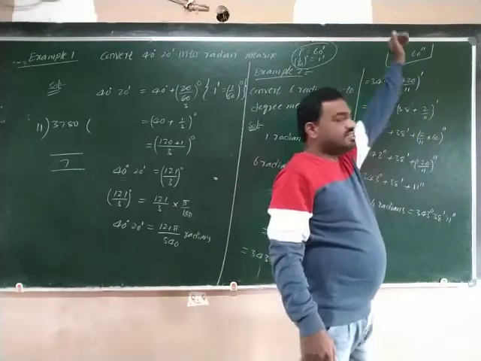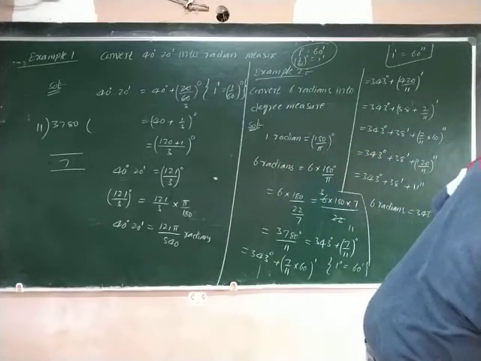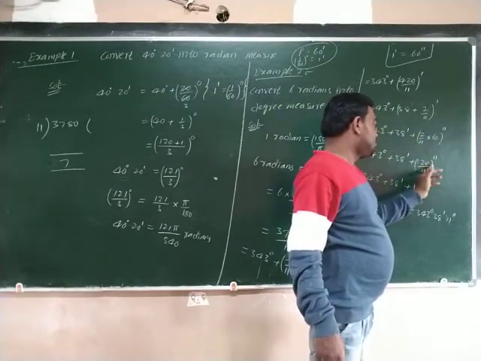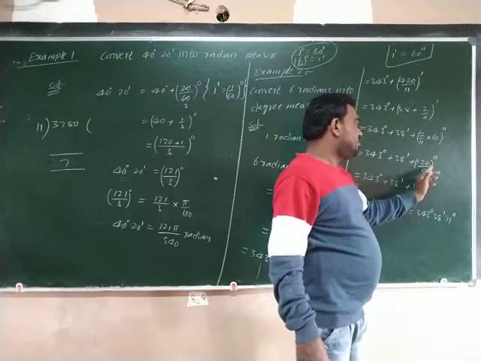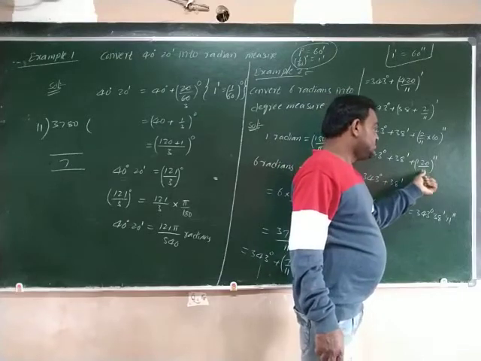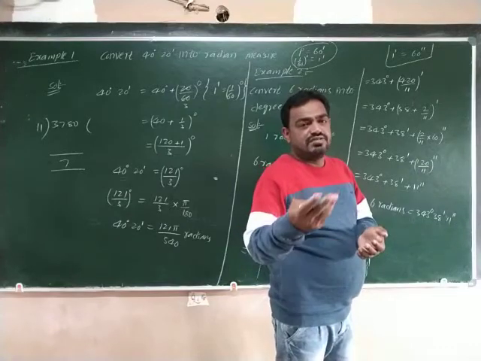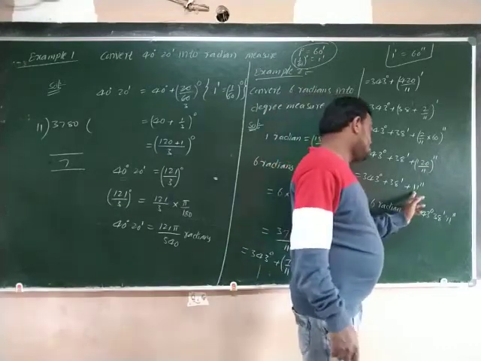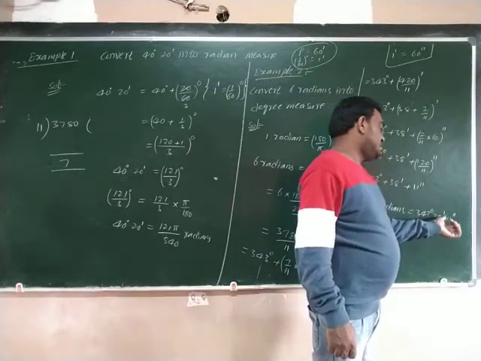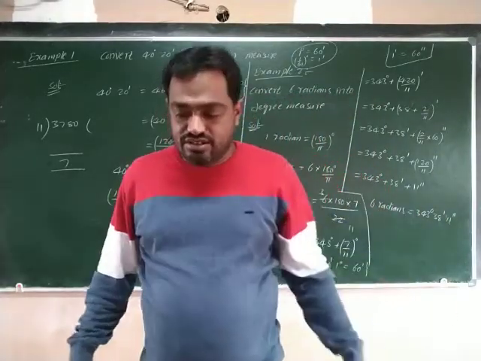Now 2 by 11 minutes is equal to 2 by 11 into 60 seconds. So 2 into 60 is 120 by 11 seconds. For 343 degrees plus 38 minutes, we are getting 10.9, which is approximately 11 seconds. So 6 radians is equal to 343 degrees, 38 minutes, 11 seconds is the answer. Okay, clear? And this is the solution.